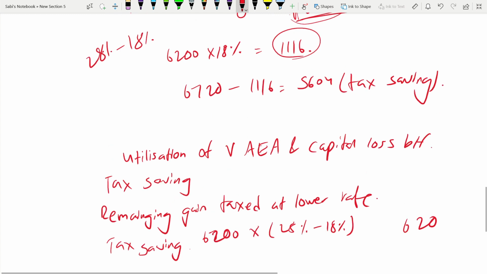First one, utilization of annual exempt amount and capital loss. What is the annual exempt amount? 6,000. What is the capital loss? 11,800. If you add, it would be 17,800. This would be taxed at what rate? How much tax are you saving? 28%. How?